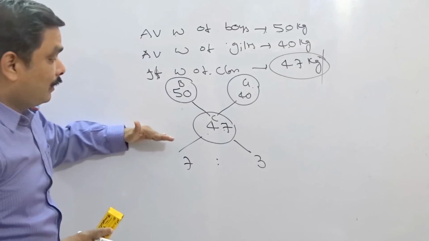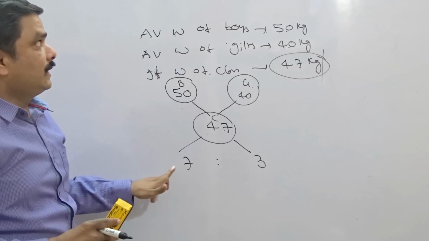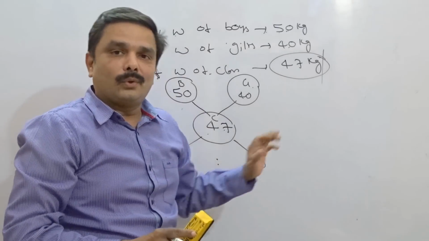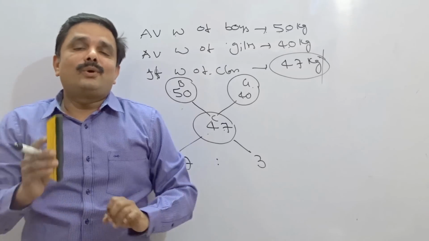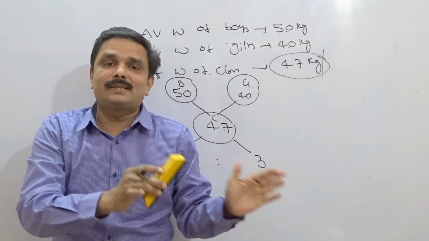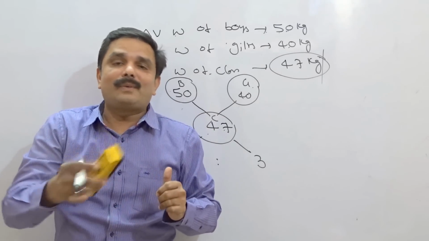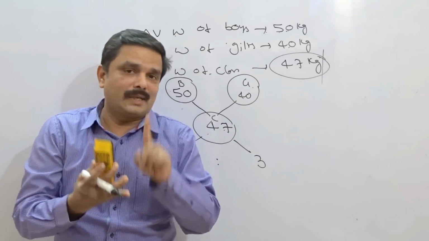So now the ratio of boys and girls is 7:3. You have to go in this way. As I told you in the beginning of the class, this can be used for many other chapters also, like profit and loss and other things.